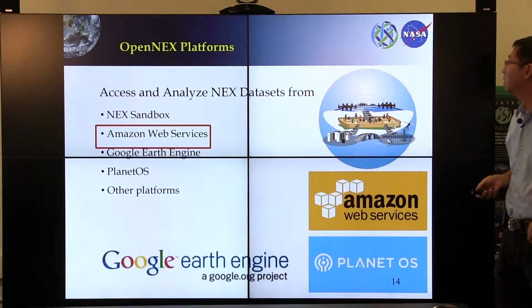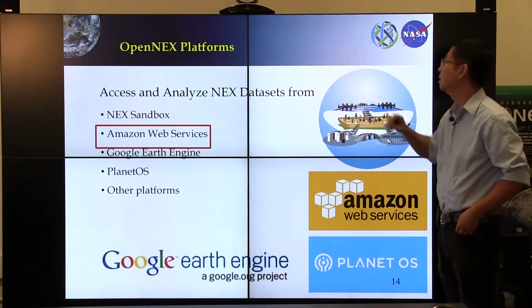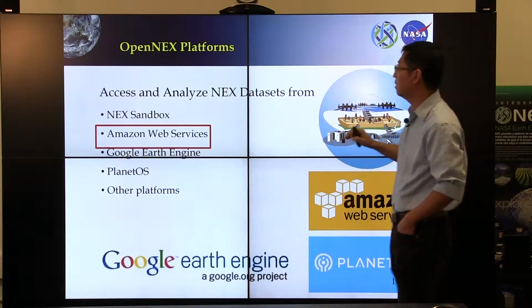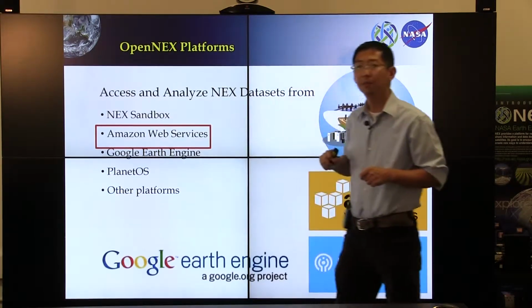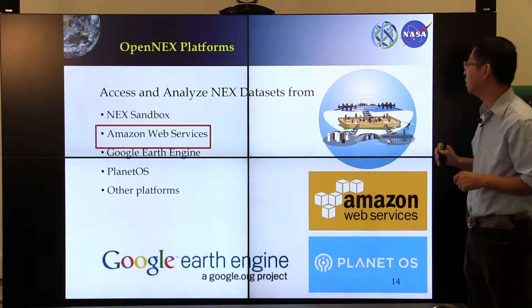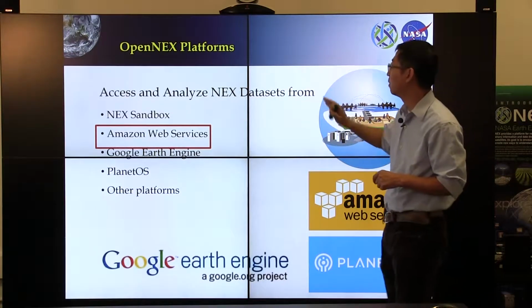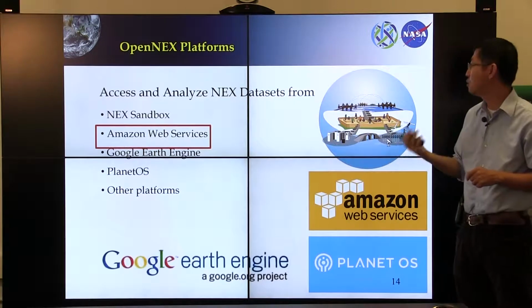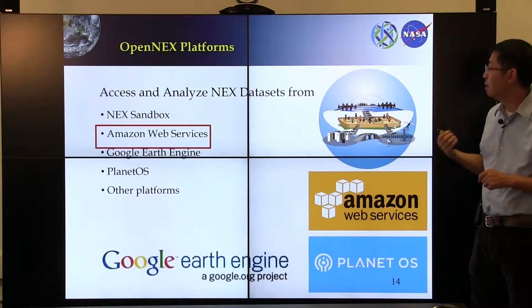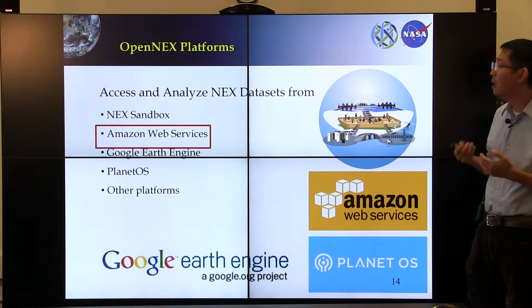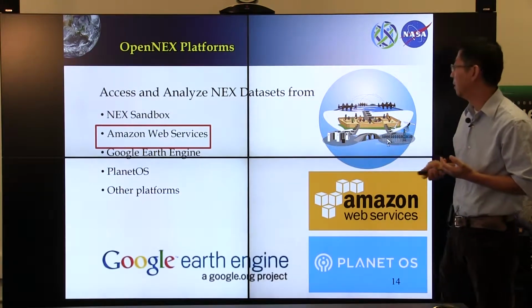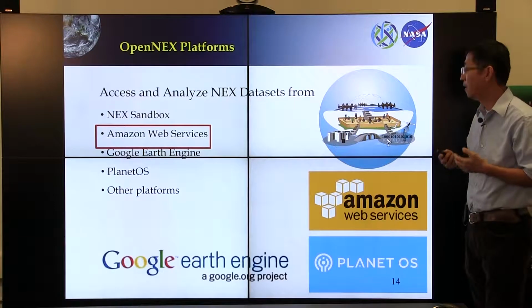So we're going to talk about our NEX, OpenNEX platforms. Last time I talked about NEX Sandbox. Today I'm going to talk about OpenNEX on Amazon Web Services. AWS is a commercial cloud, so everyone has a credit card. You can open an account on AWS and start to use it. Very convenient.